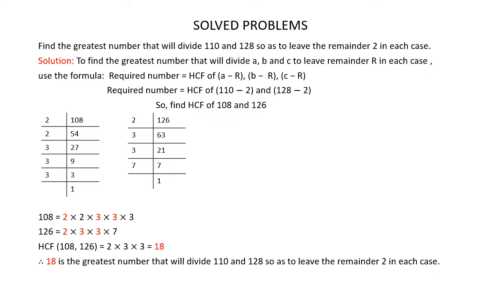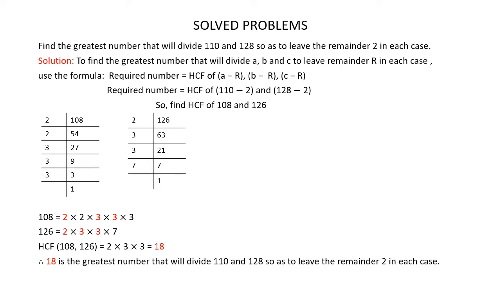Let's do this by the prime factorization method. First, let's find the prime factors of 108. 108 divided by 2 is 54. 54 divided by 2 is 27. 27 divided by 3 is 9. 9 divided by 3 is 3. 3 divided by 3 is 1.